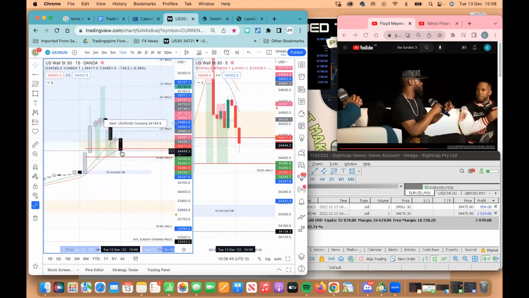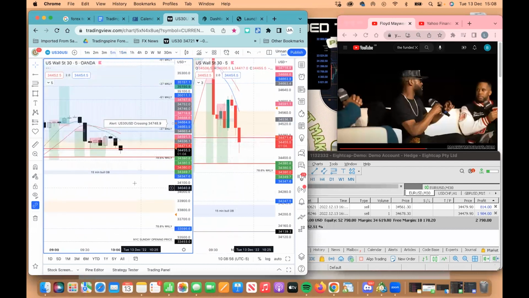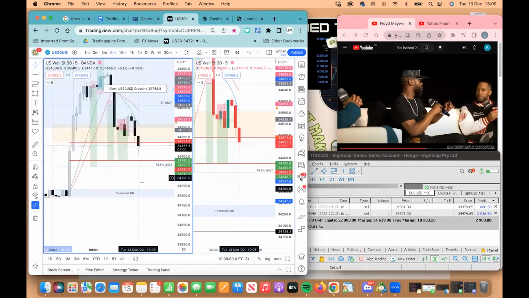But as we can see on the MAs, where the 50-minute MA is, it's in this gap in price. So it might just pull back from here, and not go all the way down to the 15-minute bullish order block.